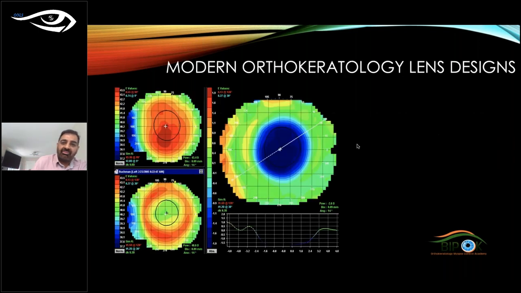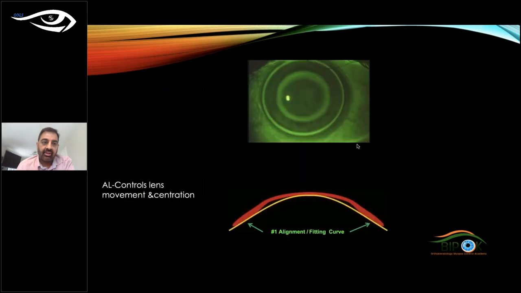Now, obviously, everybody has seen this picture. What we are doing here is you can see the topography change where we want to wipe out the myopia. The top picture is just showing you the pre-cornea, pre-ortho-K, and then post-ortho-K. So that's our aim. But to do this, we need to know the architecture of the lens itself. So let's start with the lens itself.